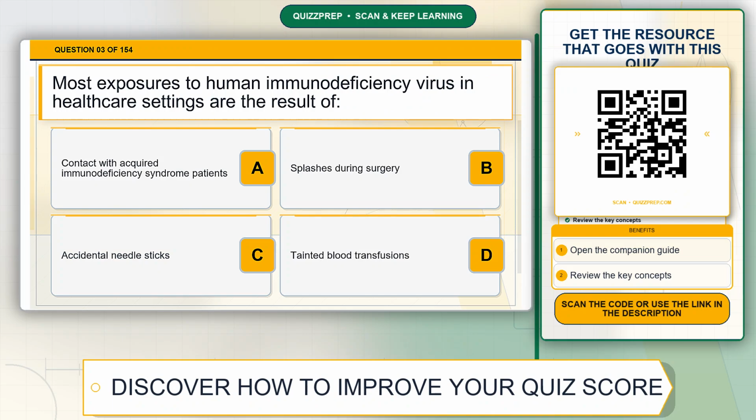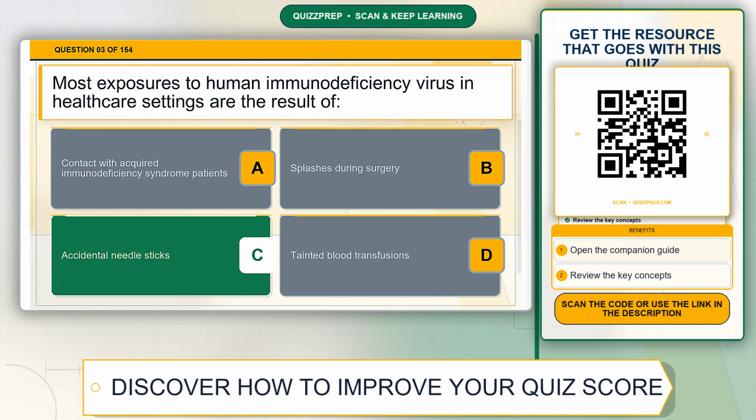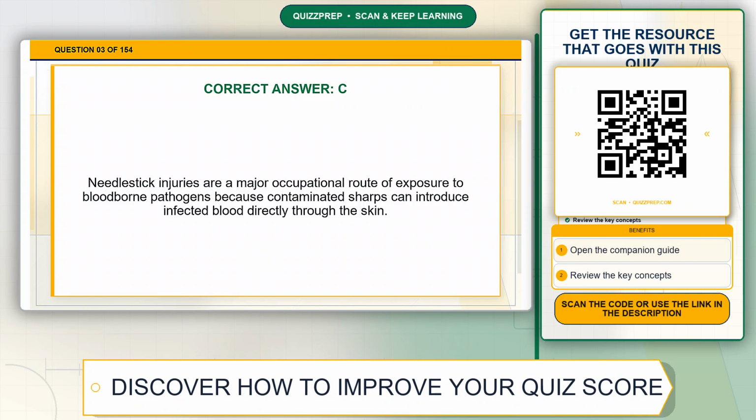Question 3. Most exposures to human immunodeficiency virus in healthcare settings are the result of: Option A. Contact with acquired immunodeficiency syndrome patients. Option B. Splashes during surgery. Option C. Accidental needle sticks. Option D. Tainted blood transfusions. The correct answer is option C. Accidental needle sticks. Explanation. Needle stick injuries are a major occupational route of exposure to bloodborne pathogens because contaminated sharps can introduce infected blood directly through the skin.